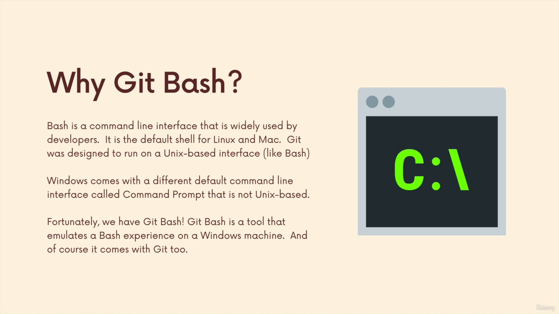Git wants to run with a Unix-based interface. And there's this shell, this thing called bash, that is the default shell for Linux machines and for Macs, so it's a lot easier on those machines. We don't have to jump through any hoops. On a Windows machine, we have to download something called Git Bash, which we're about to do, and Git Bash is going to emulate a bash, a Unix experience, on our Windows machine, and it comes with Git also. So some people actually use Git Bash without even touching the Git portion. They just want the bash portion. Anyway, you'll see, it's not too bad.